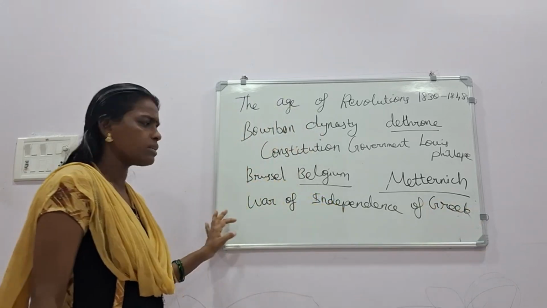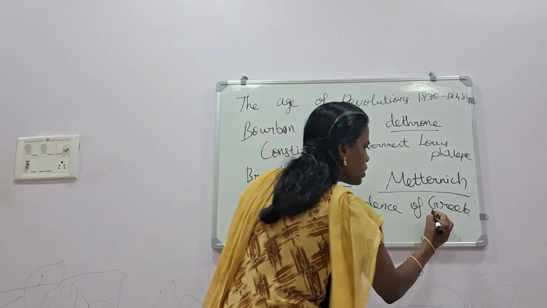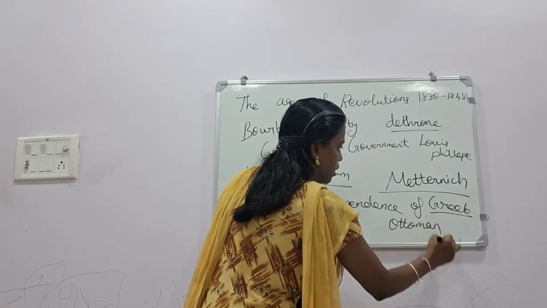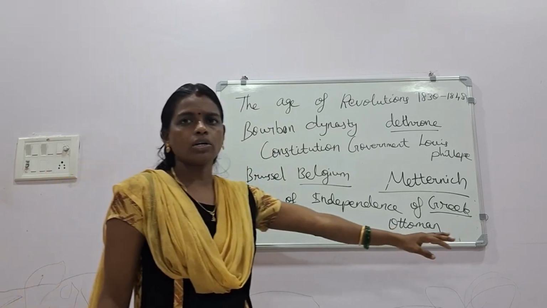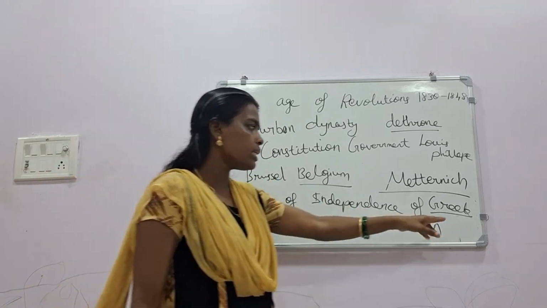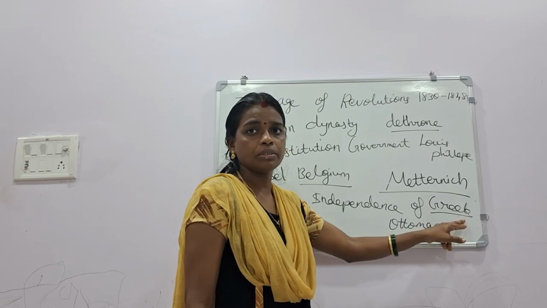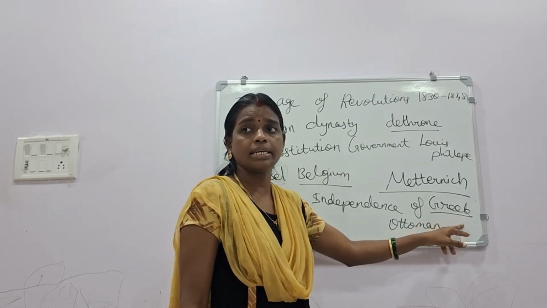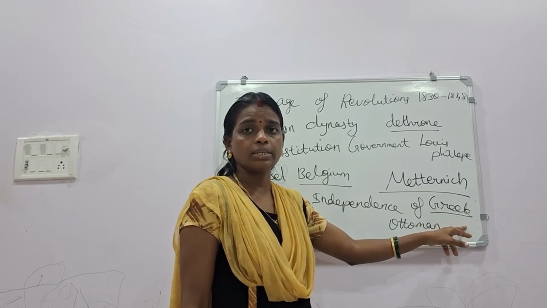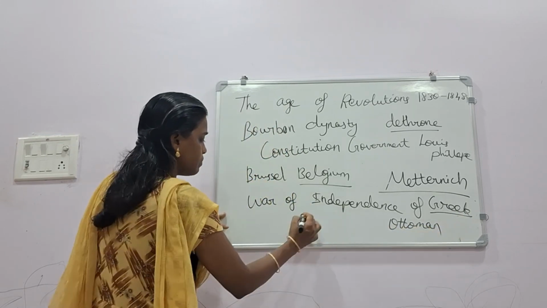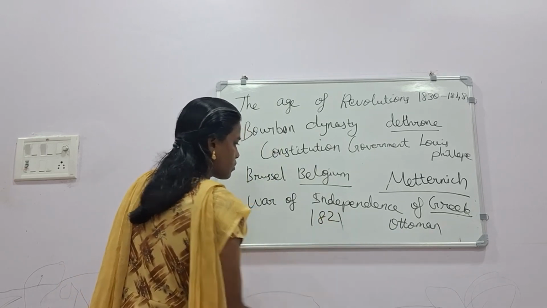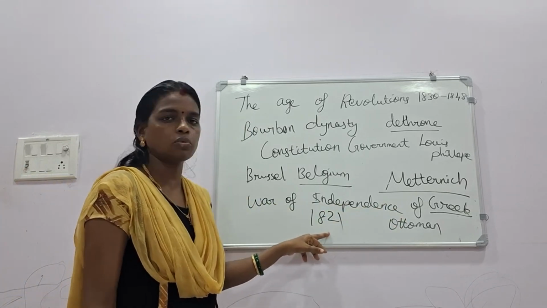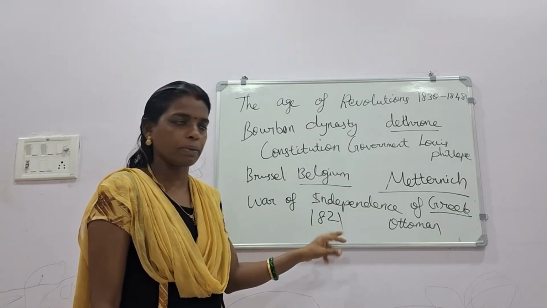War of Independence of Greek. Greek was a part and parcel of the Ottoman Empire, a territory of the Ottoman Empire. Greek demanded freedom from the hands of the European countries. They started the war, or led a revolt, in the year 1821. Listen to me, the War of Independence of Greek was started in the year 1821 to get freedom from the hands of the European countries.